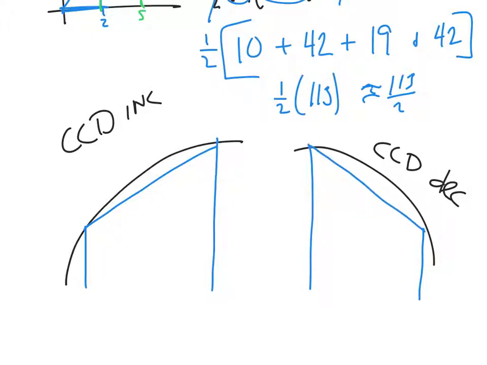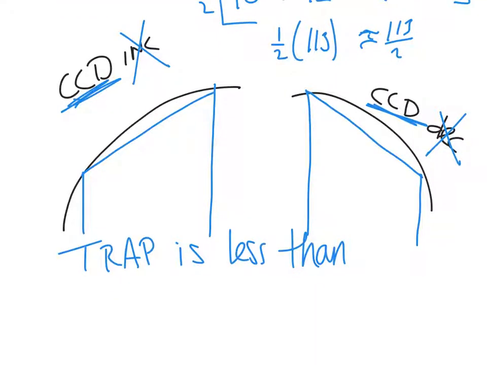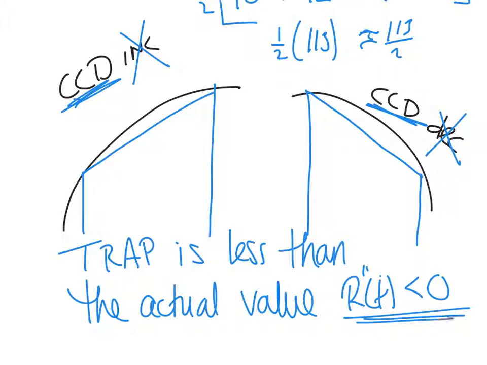connect. So notice it didn't matter if I increased or if I decreased. Because the function is concave down, the trapezoid is an under approximation. Okay, so the trapezoid is less than the actual value. And my reason is that r double prime of t is less than 0 because it's concave down. And don't say it, make sure you talk about the actual function. R double prime of t is concave down.